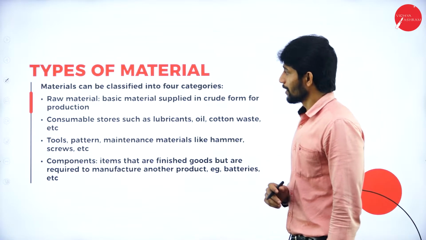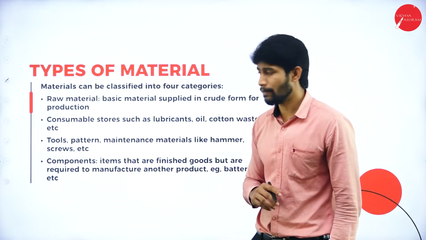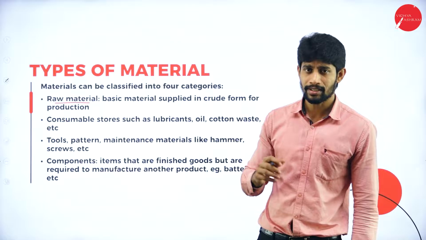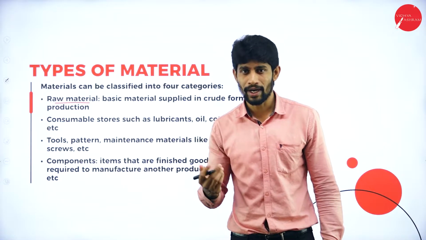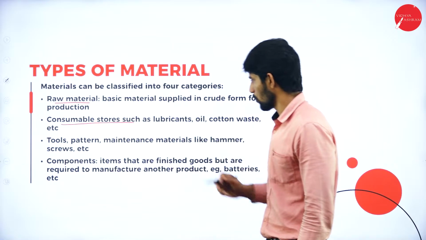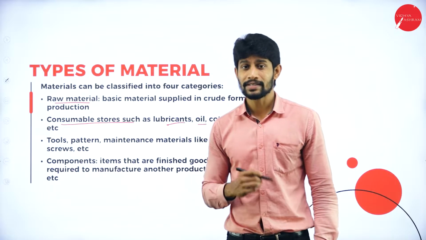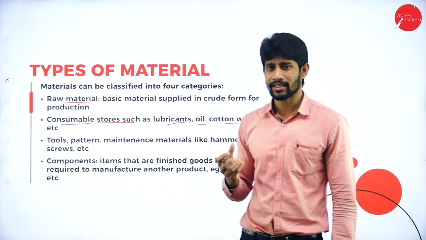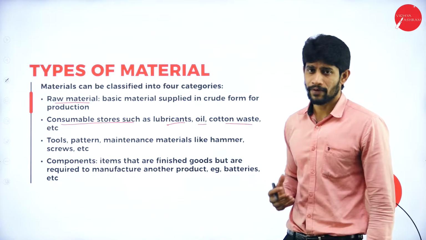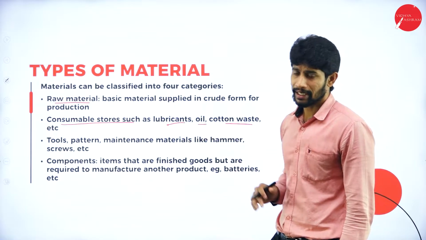So moving further, types of material. So what and all the materials you are going to see in a particular company. Like first thing is raw material. Yes. So raw material is the first and foremost thing you require to convert it into a finished goods. Next, consumable stores such as lubricants, oil, cotton waste, etc. Yes, consumable stores. That means the required things for the manufacturing process. So lubricant, oil, cotton waste, these are all the required things. These are also called material in a particular company.